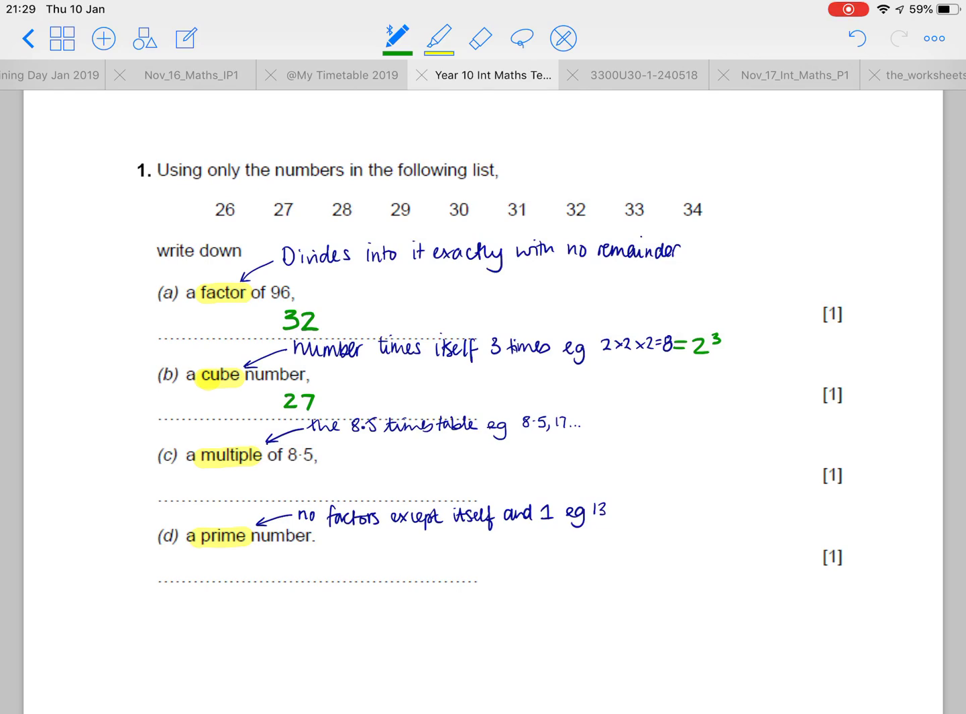A multiple of 8.5 will be the 8.5 times table. 8.5 times 1 is 8.5. 2 lots of 8.5 would be 17. 3 lots of 8.5 would be 25.5. And 4 lots of 8.5 would be 34.